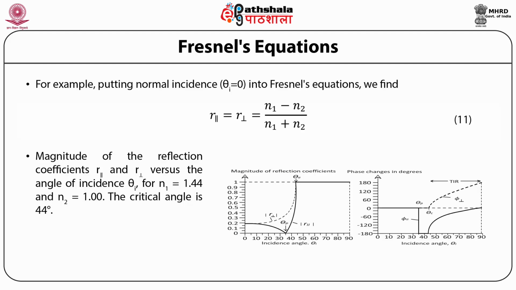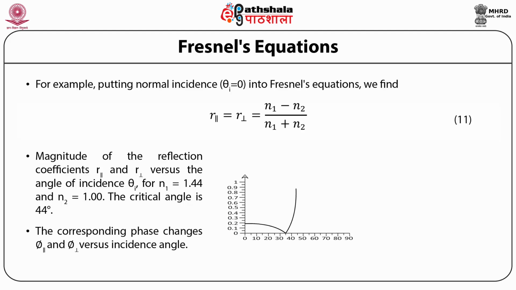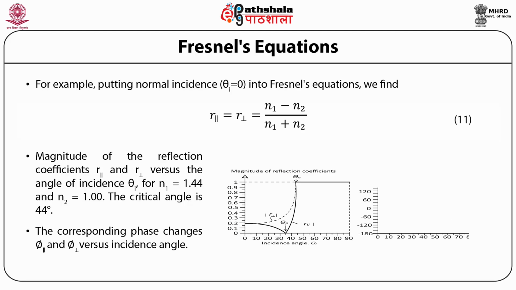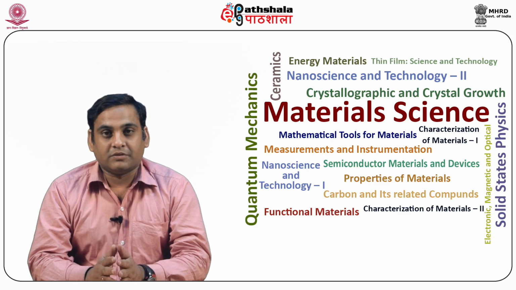The critical angle is 44 degrees, and 2b shows the corresponding phase changes phi parallel and phi perpendicular versus incident angle. This is a positive quantity for n1 greater than n2, which means that the reflected wave suffers no phase change. This is confirmed by phi perpendicular and phi parallel in figure 2b.